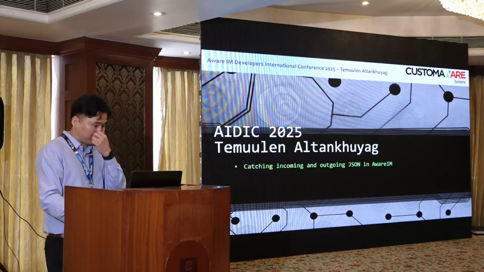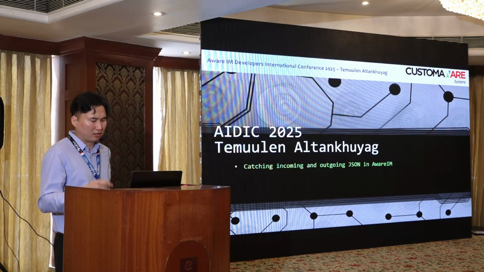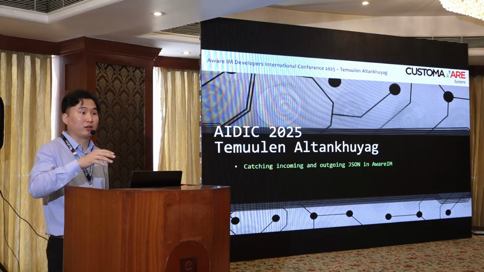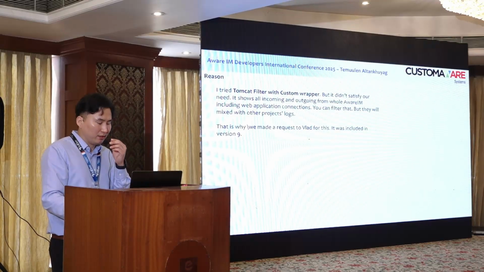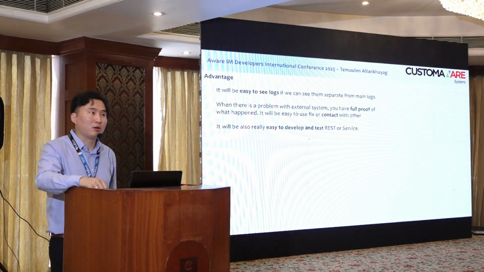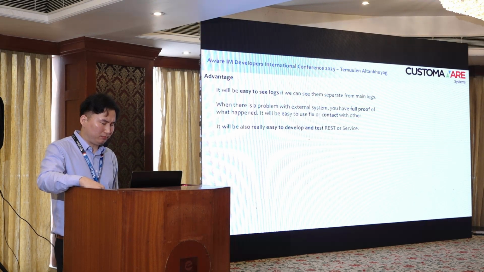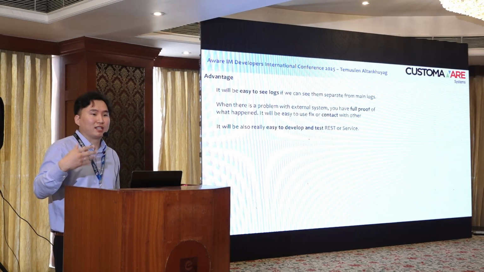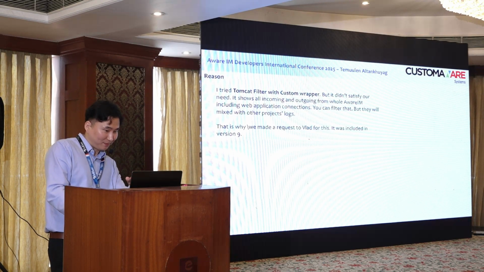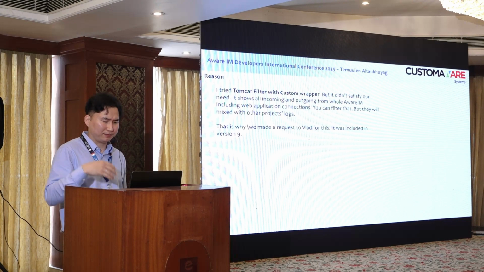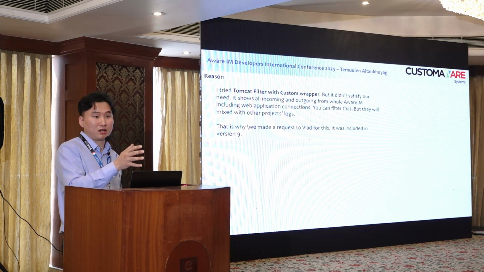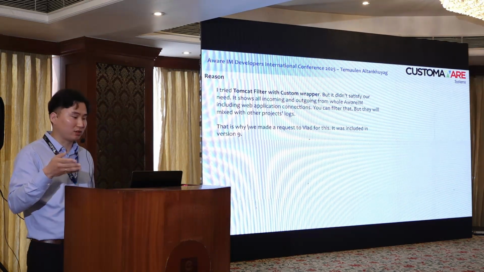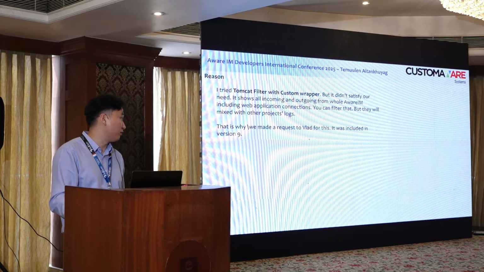So, as Mike said, I had to catch incoming and outgoing JSON, not only the body, but the whole HTTP request in the platform. So I tried to do a Tomcat filter using a custom wrapper, but it didn't satisfy our needs. It shows all incoming and outgoing requests from the whole platform, like whole objects, and including web connections are there. You can filter that, but it will be mixed with other projects. So that's why we made a request for this, and it was included in version 9.